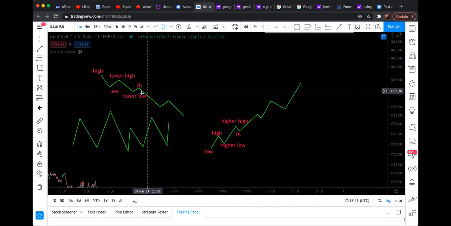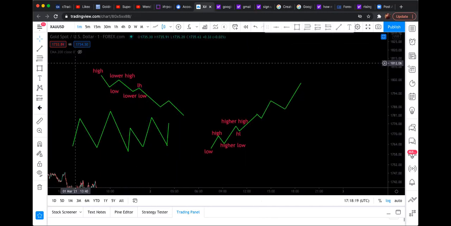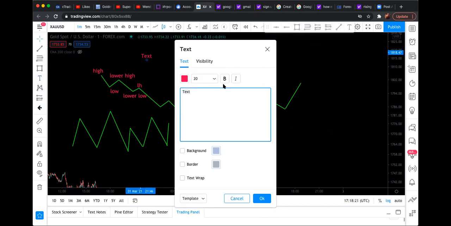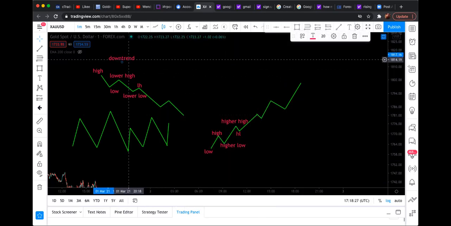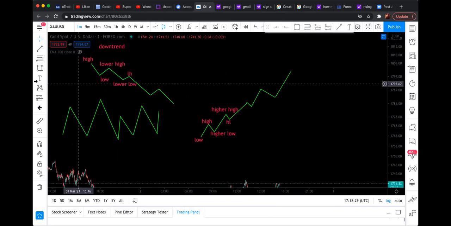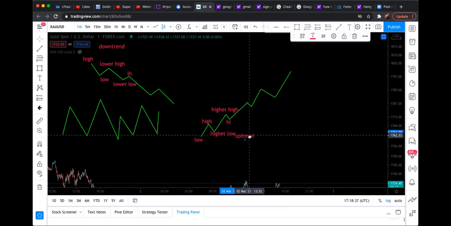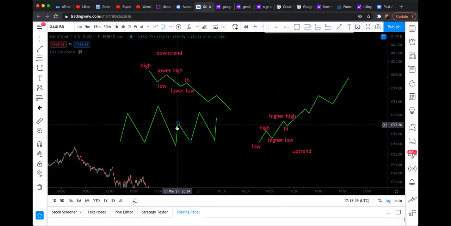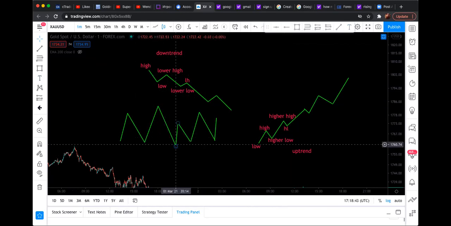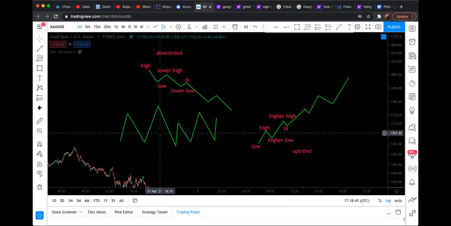So this here is a downtrend. As you are seeing here, this over here is a downtrend, and then we have an uptrend over here, as you are seeing. We have an uptrend over here, and then we have consolidating. You understand? We have consolidation here. This consolidation is also known as ranging.